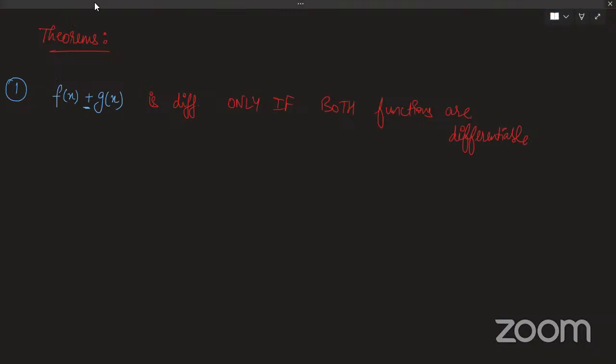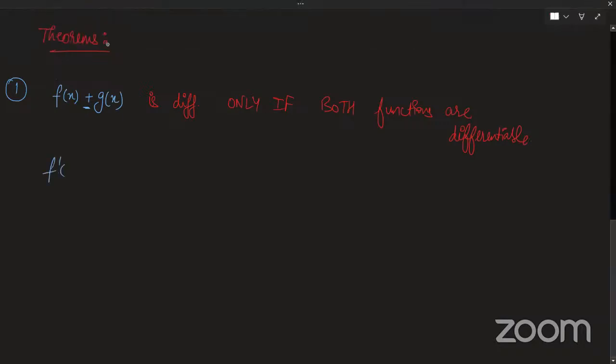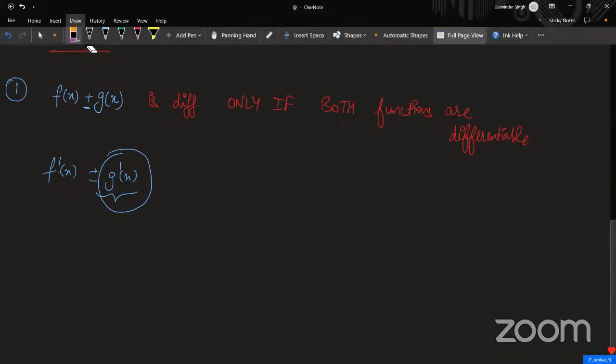You can think of it really simply: the derivative of this thing will be f dash x plus minus g dash x. So if one of these is not differentiable, it will give a different limit in the left hand limit and right hand limit. So this whole thing will not tend to the same value, so it will fail.